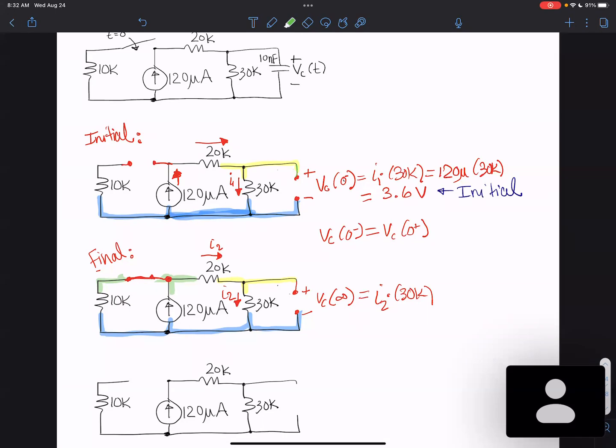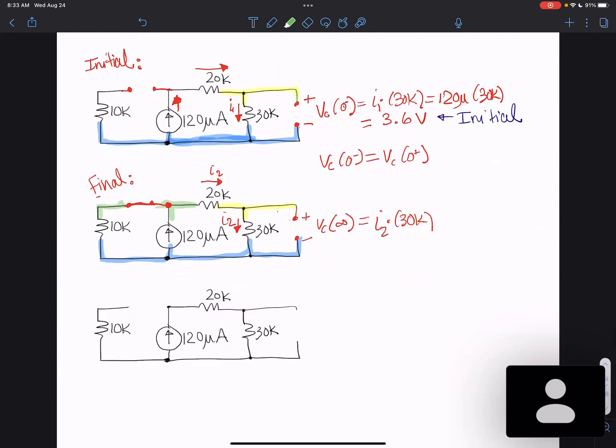Could you swap the current source so they're both still in parallel? So you could combine the 10K, you notice, is in parallel with the 120 micro, and then it's in parallel with the 20K. So you could combine both resistor branches as one, and that would find the voltage across the 20 and the 30, and then you could do a voltage divider that way. There are several different techniques here, and all of them should get you to the same answer.